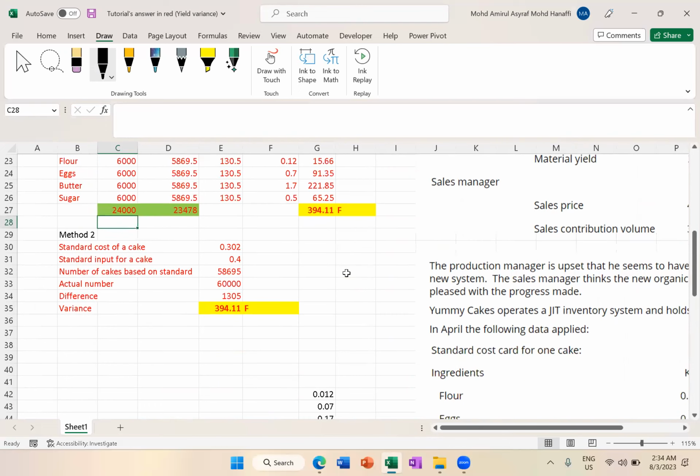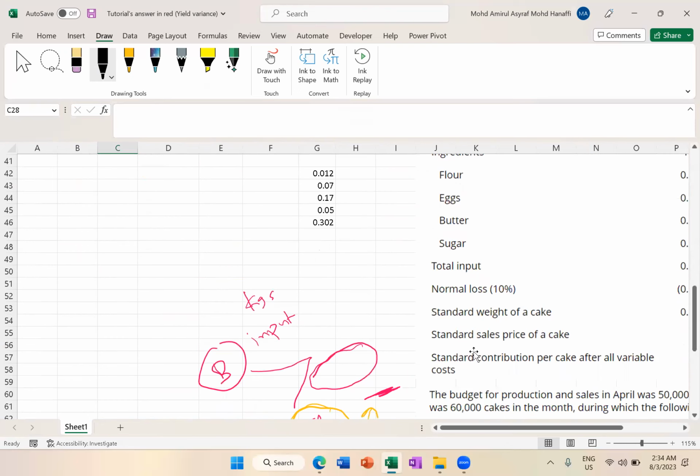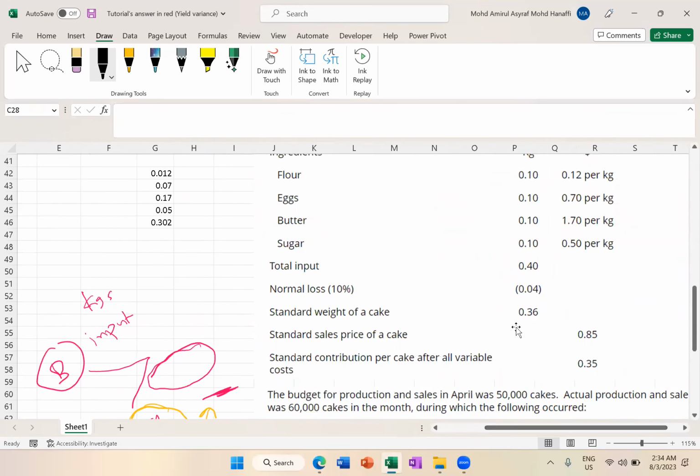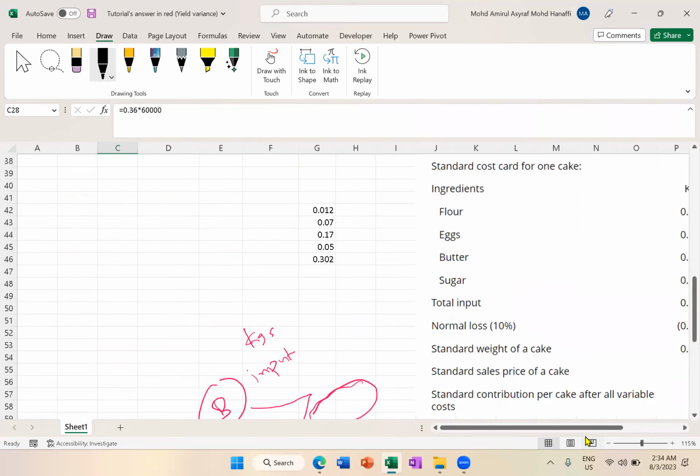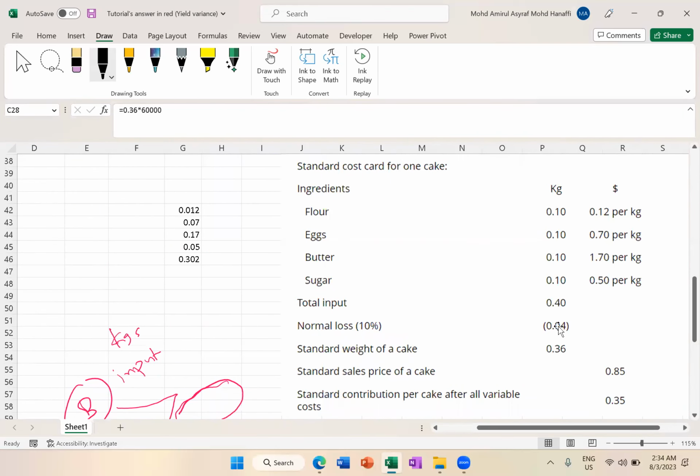Or just to make you understand better, I hope. Let's say you want to take the one after loss, which is 0.36. Okay. So one cake takes 0.36. Look, one cake takes 0.36. So you want to take 0.36, but you want to produce 60,000 cakes. See what happens. You will tell us that you only need 21,600 kg. But is this correct? No, this is not correct. Why? Because you have not included the normal loss.